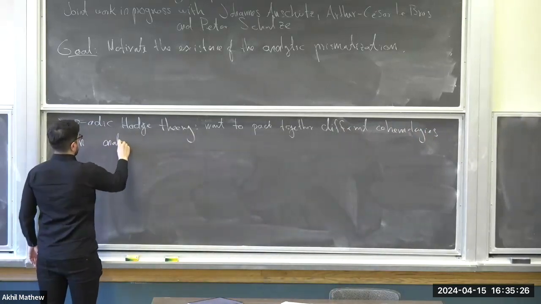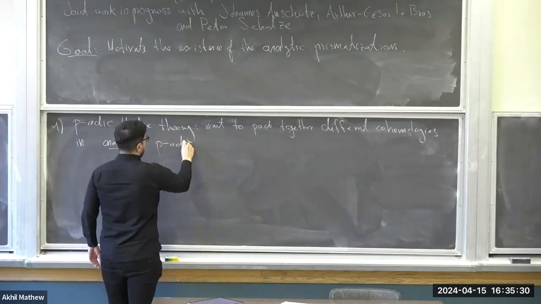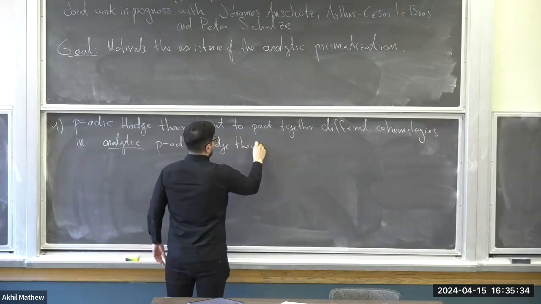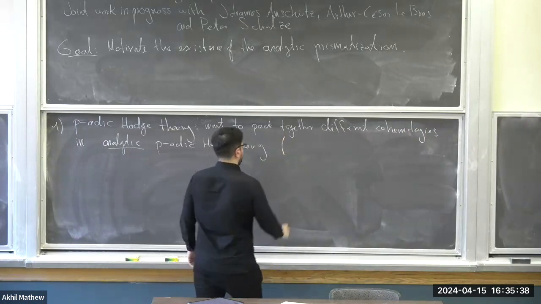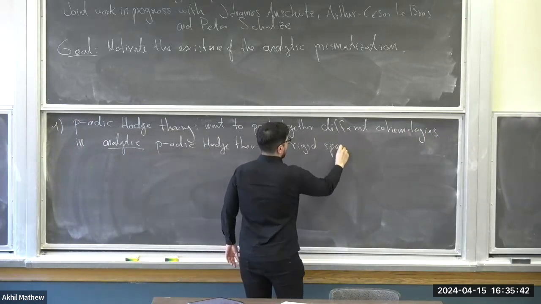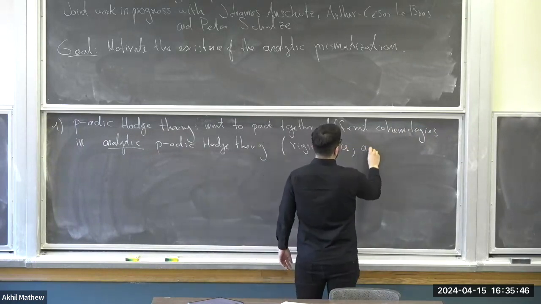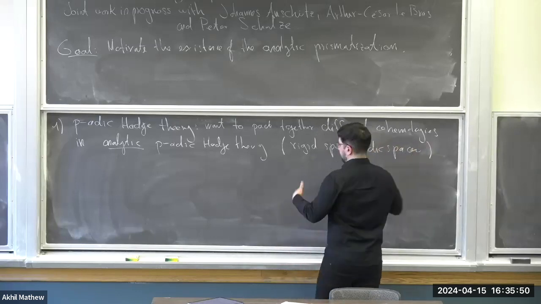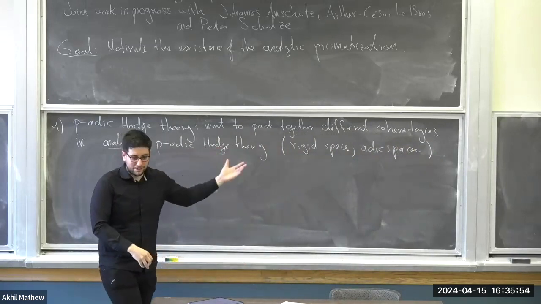Analytic. Examples, which could be like real spaces, or maybe something like analytic spaces. Objects that look like something actually analytic.